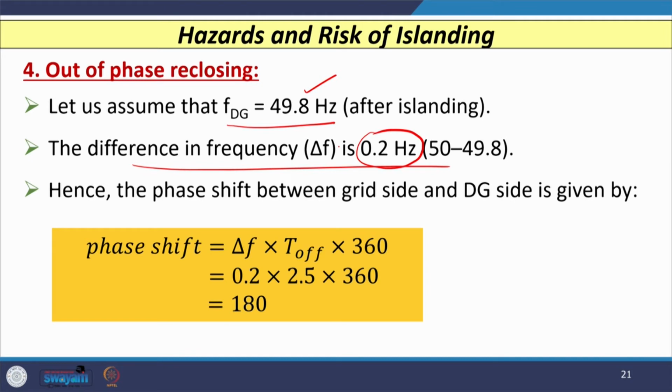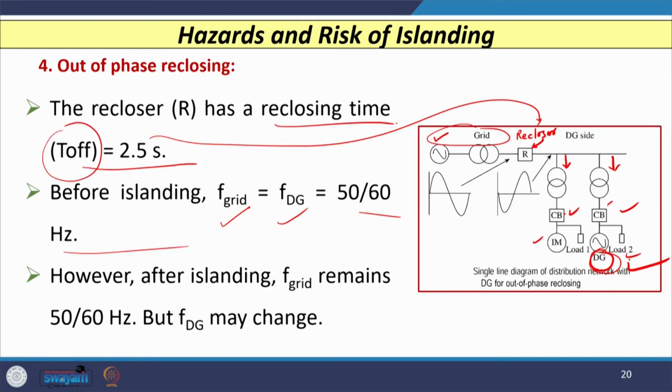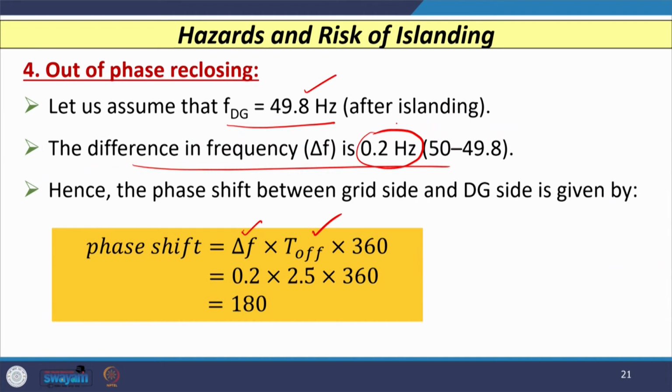Hence, if I calculate the phase shift between the grid side and the DG side, it is given by the equation: phase shift is equal to delta F multiplied by the reclosing time of the recloser for the distribution network, which we have considered as 2.5 seconds, multiplied by 360. So, we have delta F 0.2, T off 2.5, and we will have a phase shift of 180 degrees.